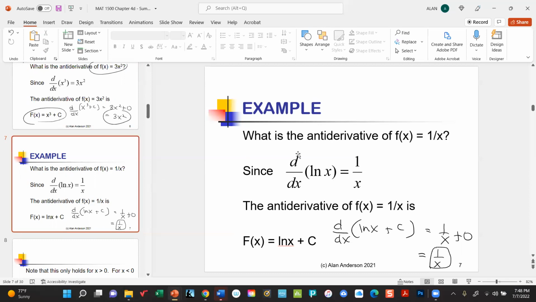Now, by the way, there's always wrinkles, there's always complications. We have to be careful with logs. Remember, because of the way they're defined, the problem here is that this result that I've just shown you only applies as long as x is positive.